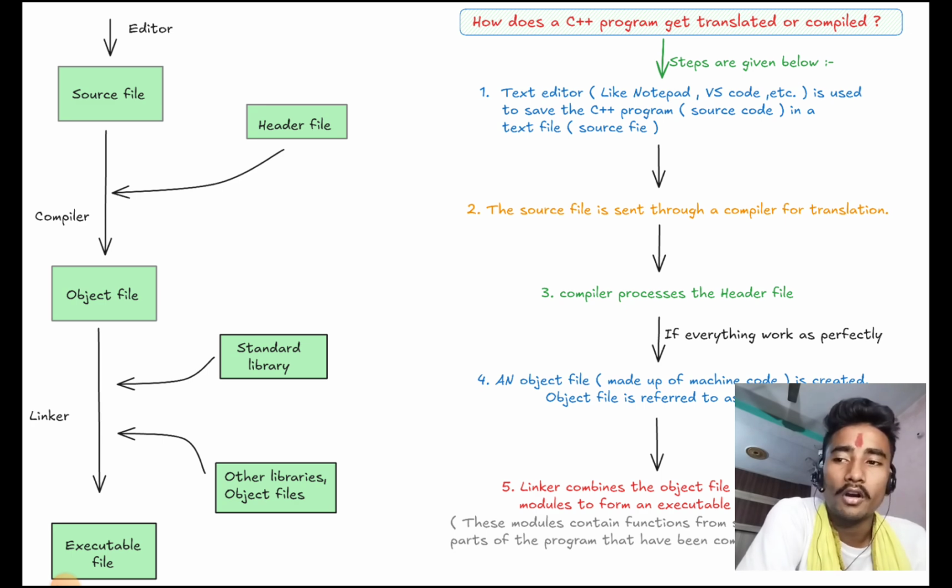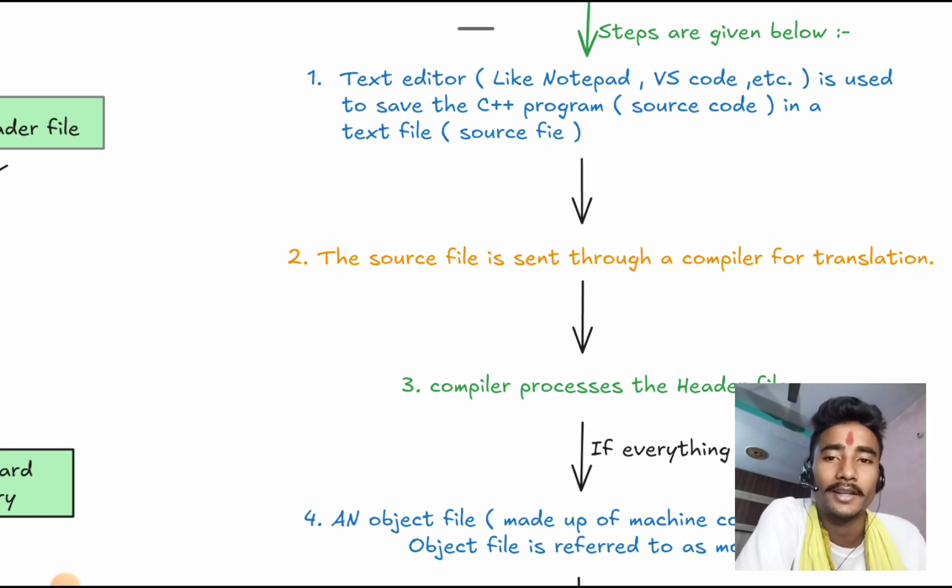Hello friends, this is Imranshuraj and in this video we will discuss how a C++ program gets translated or compiled. There are some steps given below. First, a text editor is used to save the C++ program in a text file.